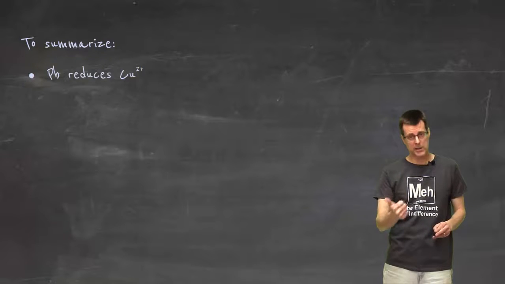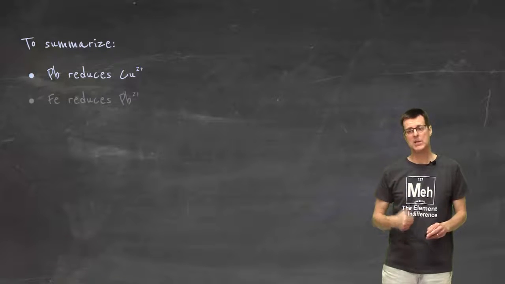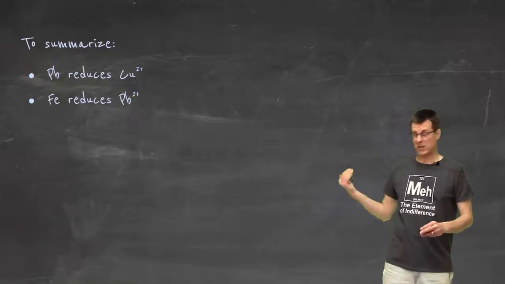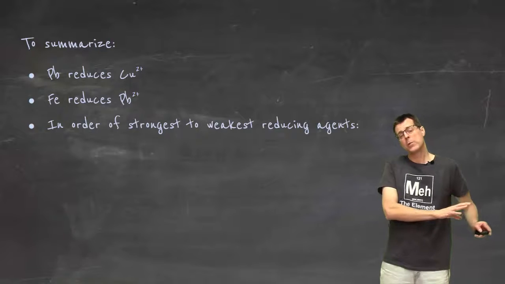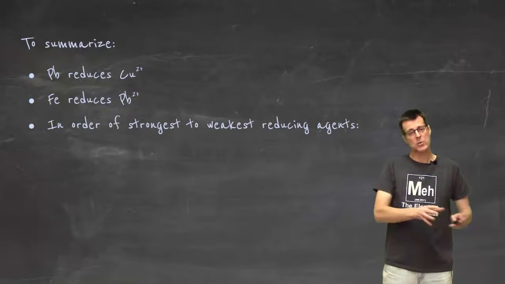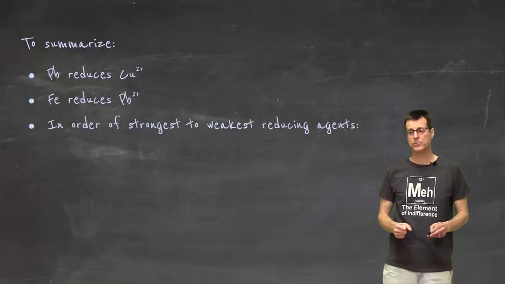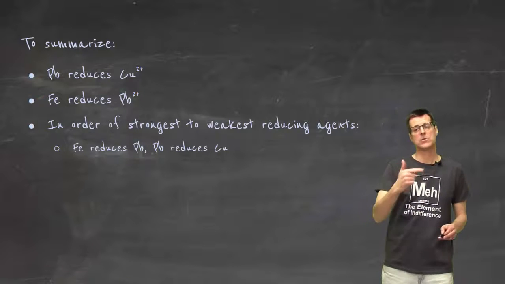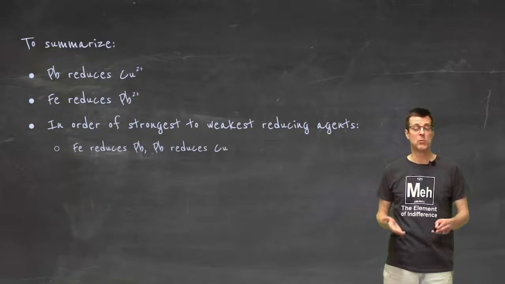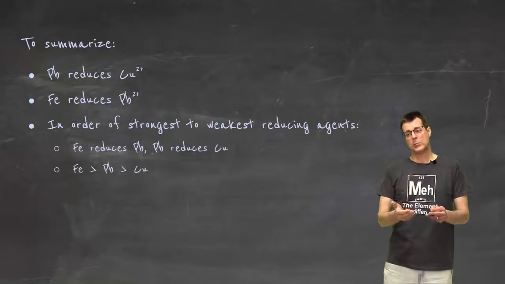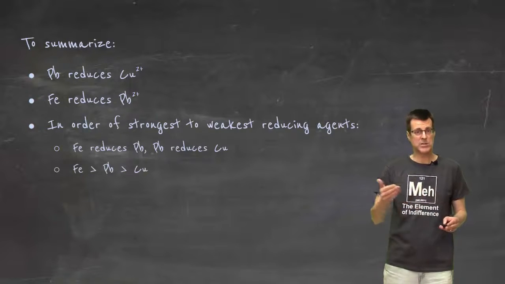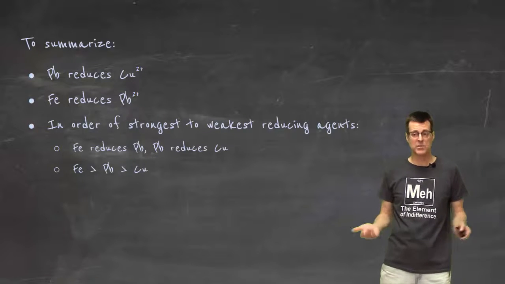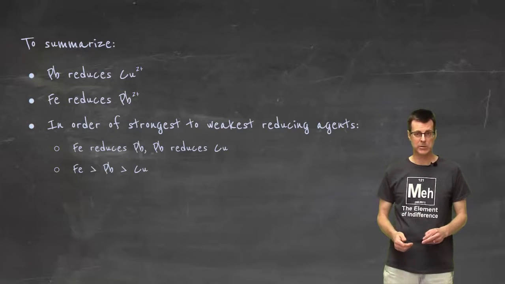Okay, put all of that together and just pull out the summary bits. I know that lead is going to reduce copper ions. I know that iron is going to reduce lead ions. So there are my three things in a brief little summary. If I rank them in order of strongest to weakest reducing agents, the strongest one is iron because iron reduces lead, and lead in turn reduces copper. So iron must be the strongest reducing agent, followed by lead because it reduces copper but it cannot reduce iron, and copper doesn't reduce anything in this example, so it's going to be the weakest reducing agent.